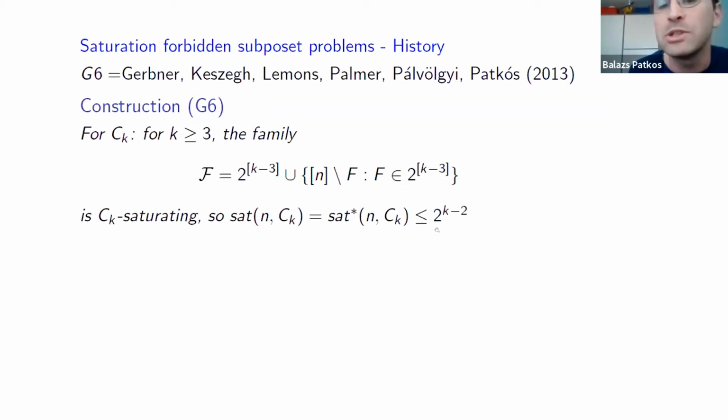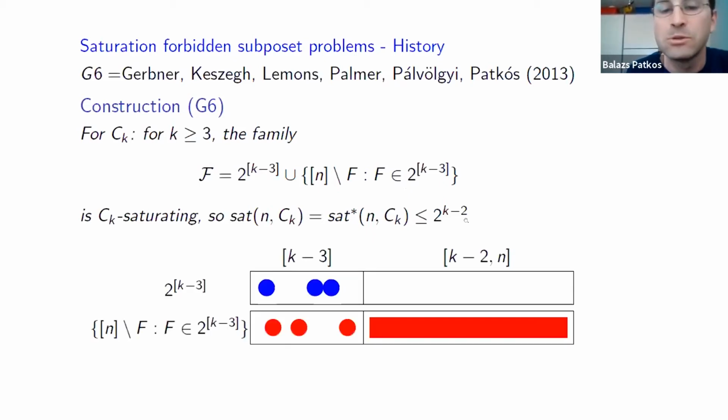So we have a bound which is independent of n. It doesn't matter how large my underlying set is. I can always do it with a constant number of sets, a constant depending on the length of the chain. So why is that so? What kind of sets do we have? Well, we have those that are very small, that only live here, and their complement, which is again something here and everything in the complement. So why is that saturating?